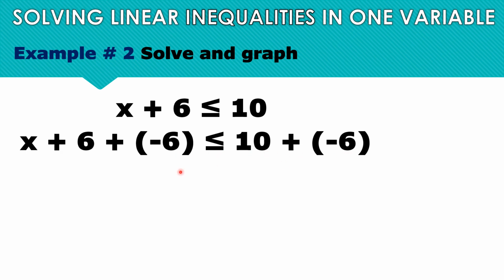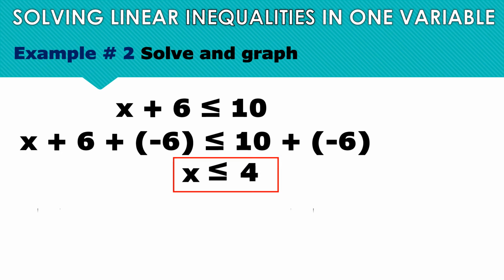So we will now simplify. So this will now be x because 6 plus negative 6 is equal to 0. Then we have 10 plus negative 6 is 4. So the answer is x is less than or equal to 4.